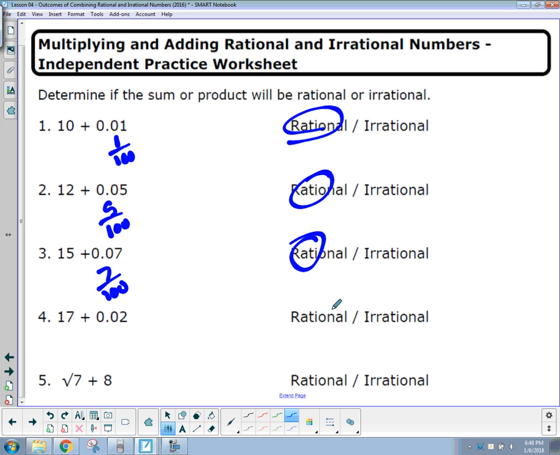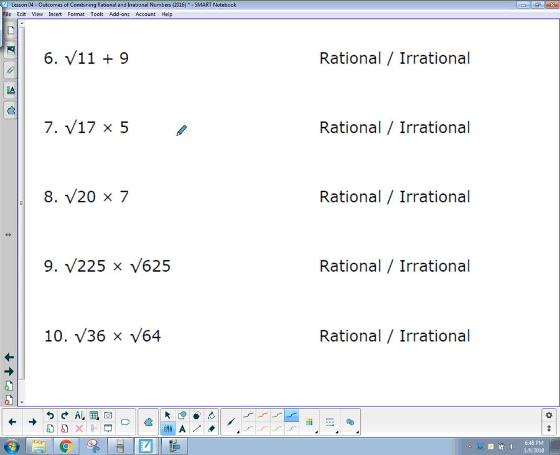This one, on the other hand, 7 can't be broken up. Okay? So root 7 is going to be an irrational number. This is a rational one. The answer will be irrational. Okay? Moving on. So try 6 through 10 real quick. Pause the video. Start it again when you're done.